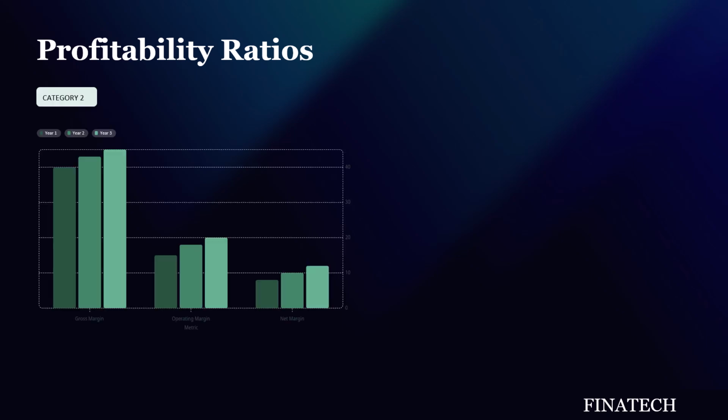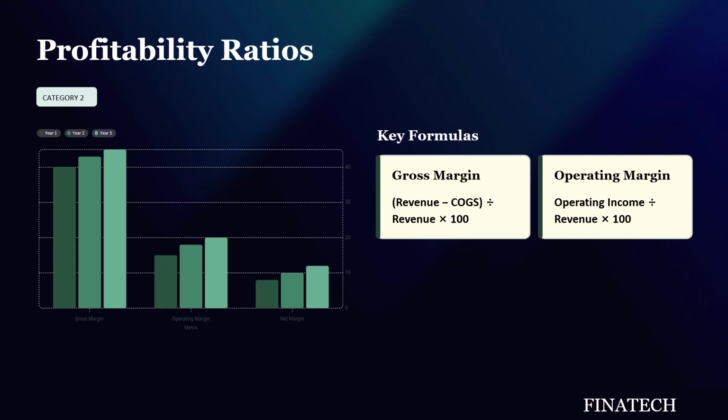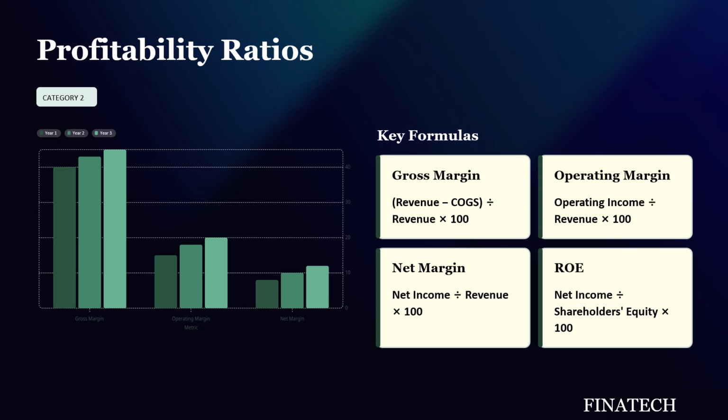Profitability ratios. The key formulas: gross margin, revenue minus COGS divided by revenue multiplied by 100. Operating margin, operating income divided by revenue multiplied by 100. Net margin, net income divided by revenue multiplied by 100. ROE, net income divided by shareholder equity multiplied by 100.